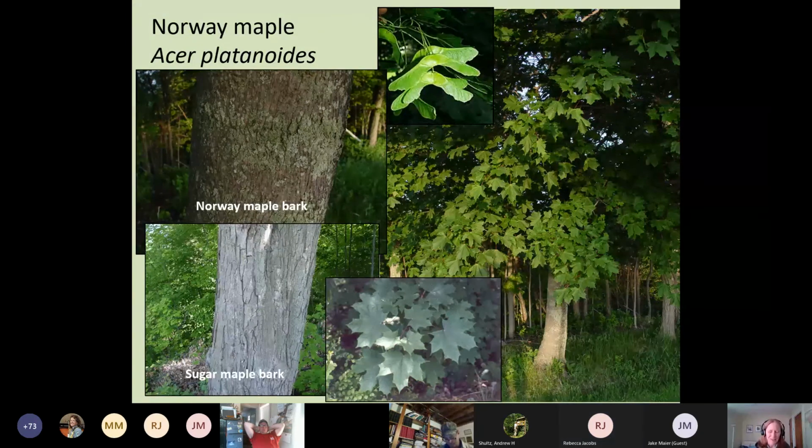Thanks, Rebecca. And it's not particularly useful at this time of year, but I'll also just add that in the later summer or over the winter, another helpful thing to look at are buds. So the buds of a sugar maple are brown and pointy, and they have numerous bud scales, whereas the Norway maple buds are more rounded, and they're a greenish reddish color with fewer scales. So the sugar maple again has pointy brown buds versus Norway maple buds are more oblong and have fewer scales.